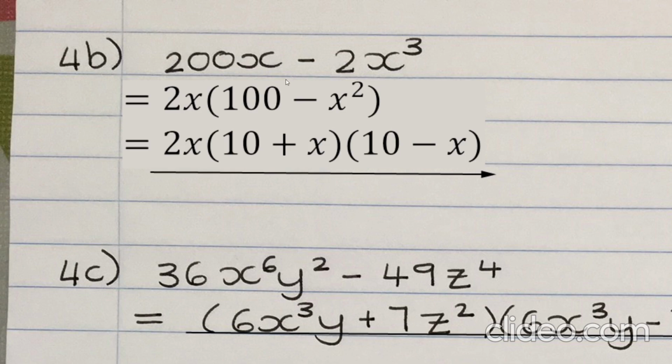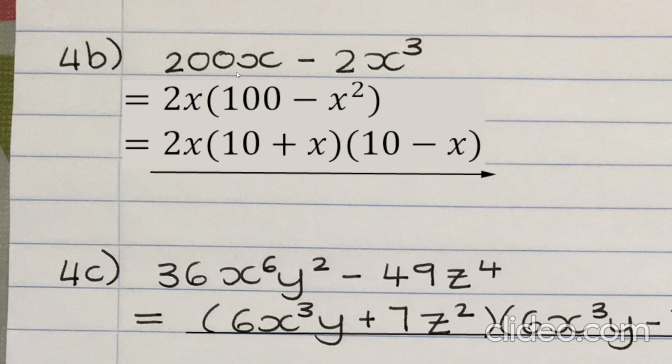So whenever that happens, first think, okay, what's the first thing I do? The first thing I do is I check if there's a highest common factor. Is there a number that can go into 200 and 2? Yes, 2. And then are there x's in both terms? Yes, there are, which means that I can take x out as a highest common factor also. So I've taken out 2x as a highest common factor.